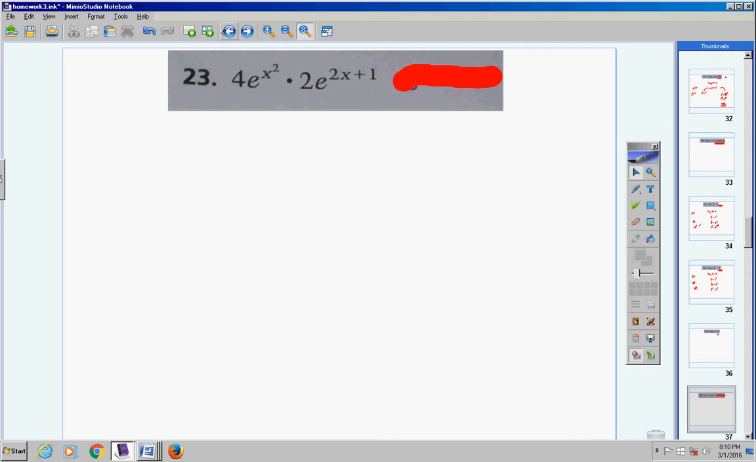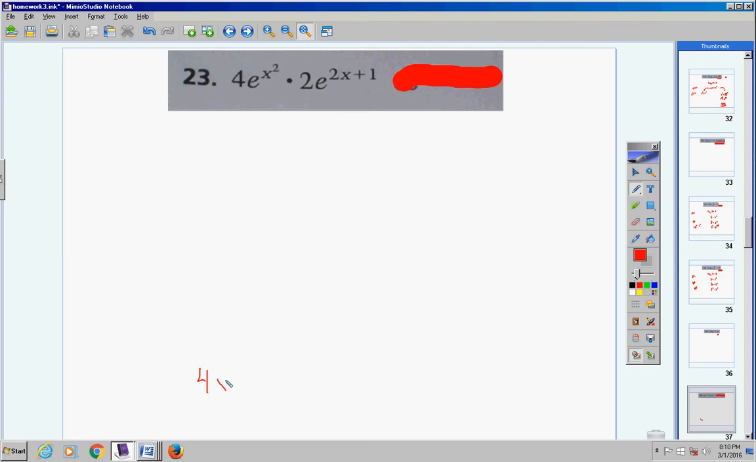23 through 27. Well, actually 23 through 37 odd. The next three problems, 23, 25, and 27. The directions ask us to simplify, so we don't type anything into our calculator. We just simplify. Well, I'm going to come down here and give you a different problem, guys.